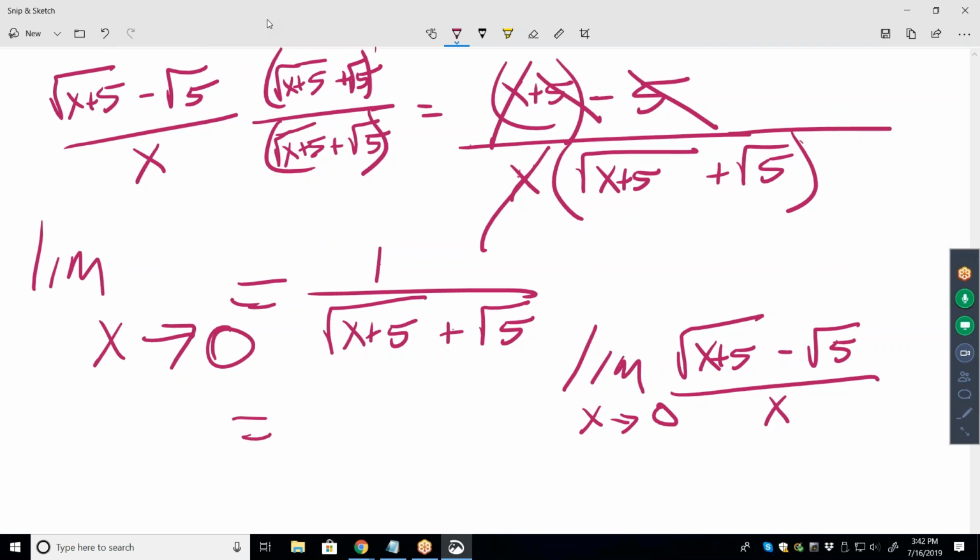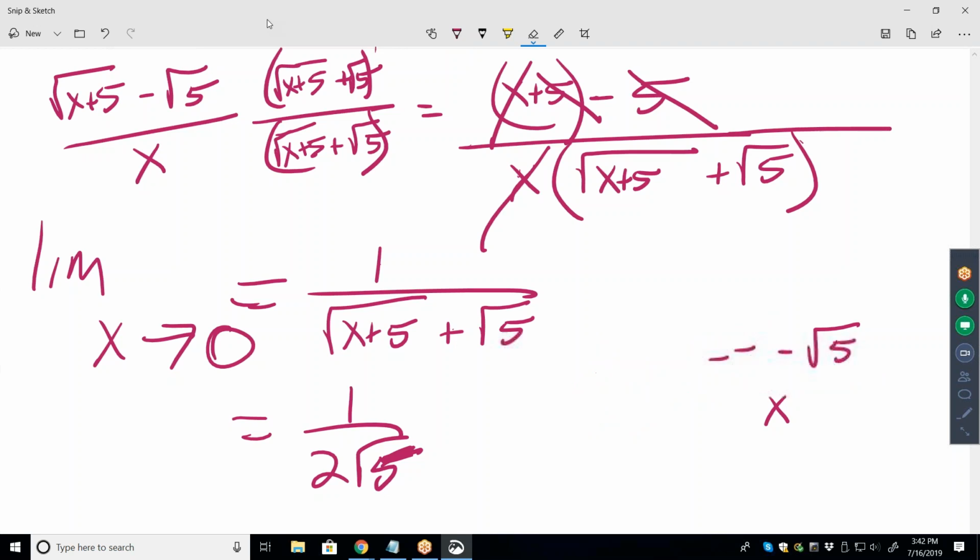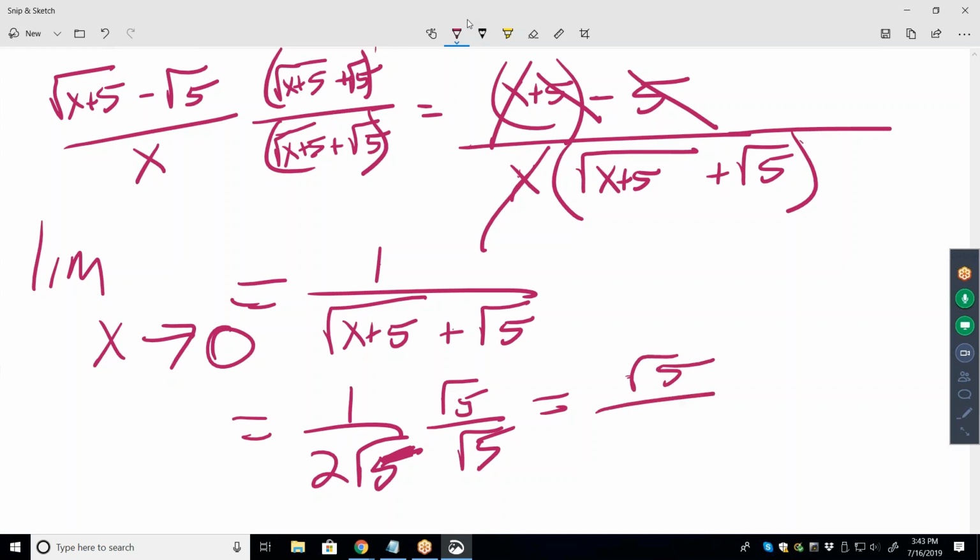So that's just going to be 1 over 2 root 5. If it's a multiple choice test, you're not going to probably see that answer on the test. You've got to rationalize. Root 5 over 10.